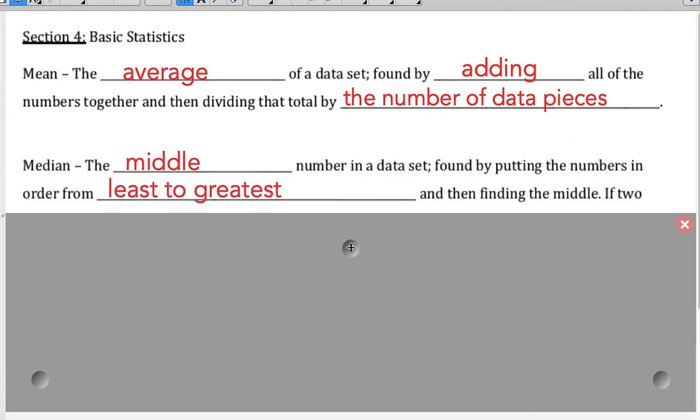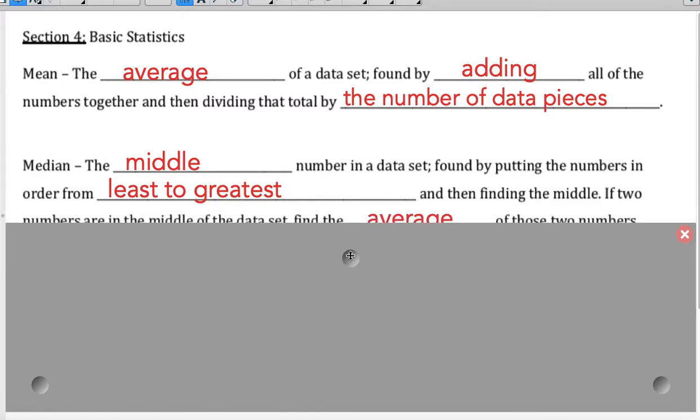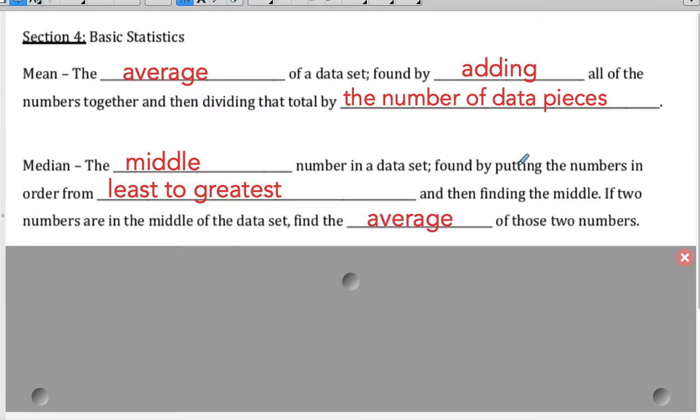The median is the middle number in the data set, but it is very important that you remember to put the numbers in order from least to greatest and then find the number in the middle. If there are two numbers in the middle of the data set, you find the average of those two numbers. So if there's an even number of data pieces, you're going to have to find the average of the middle two, which is just adding and dividing by 2 in that case.